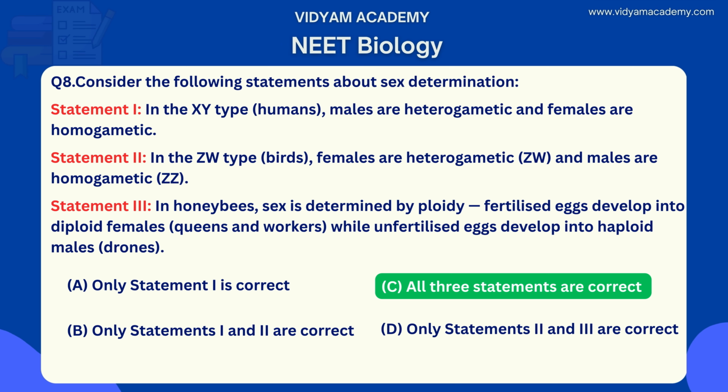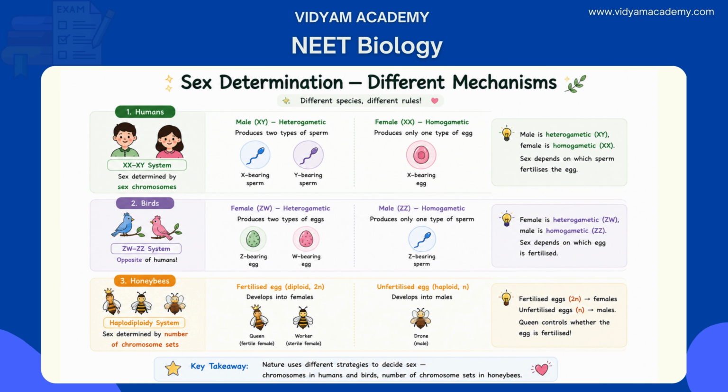Option C is the right answer. All 3 statements are correct here. Statement 1 is correct because in the human XX-XY system, males (XY) produce 2 types of sperm, X-bearing and Y-bearing. So males are heterogametic, while females (XX) produce only X-bearing eggs.